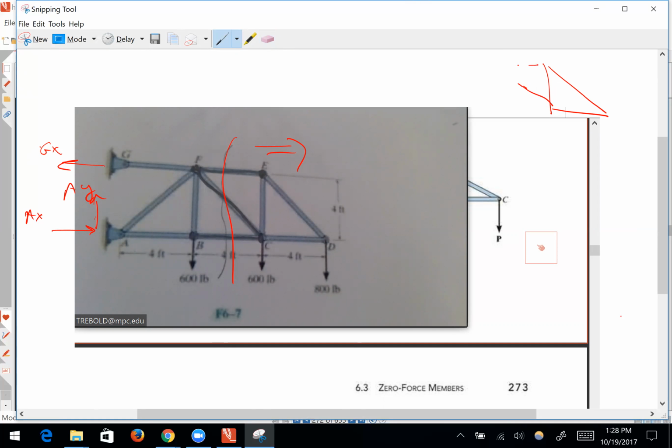But each one of these members now is cut. So there's a cut here. And you know, you got this force here, you got this force here. These are the forces which are again assumed to be in tension that you have to solve for. So even though we cut it, we still have to write those down and then cut through all of them.